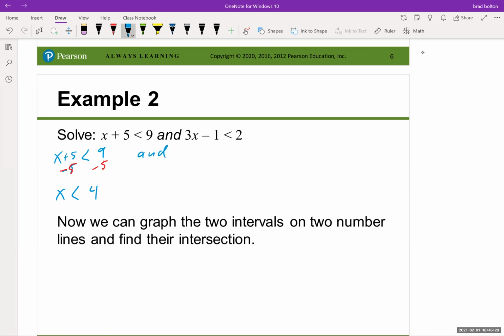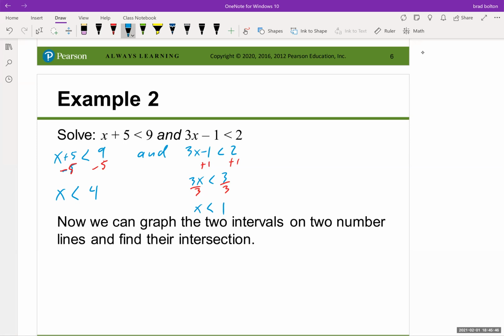And I have this one over here, 3x minus 1 is less than 2. So I'm going to add 1 to both sides. So I'm left with 3x is less than 3. Now I divide both sides by 3. And I am left with x is less than 1.